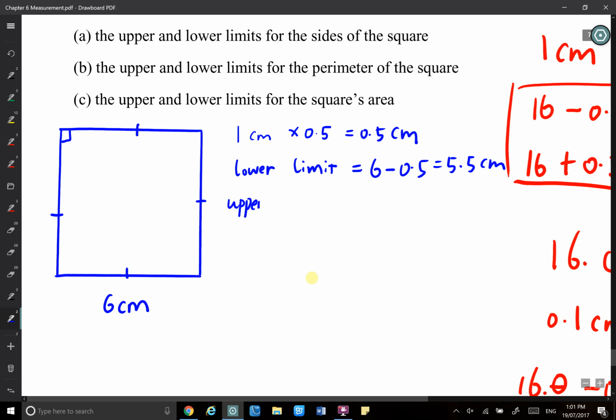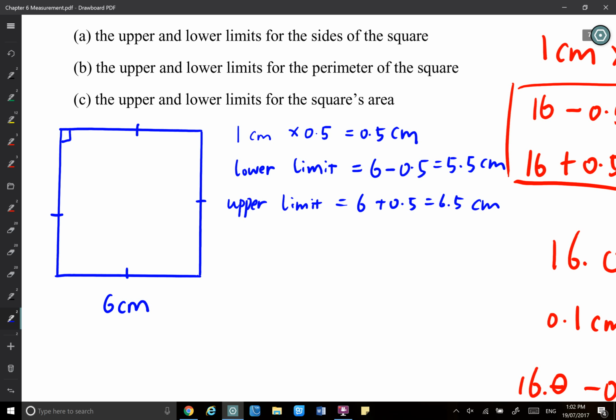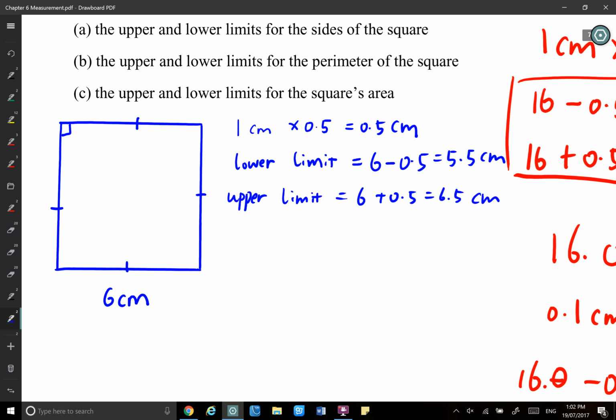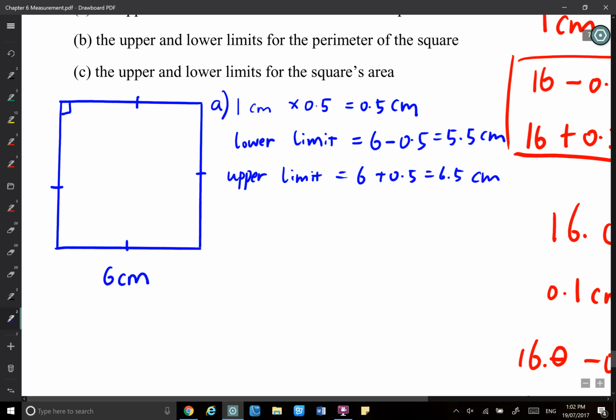The upper one will be 6 plus 0.5 equals 6.5 centimeters. So it is the number you actually measured, minus or add the smallest unit times 0.5. That's the length for each side. It's in between 5.5 and 6.5. That's A.